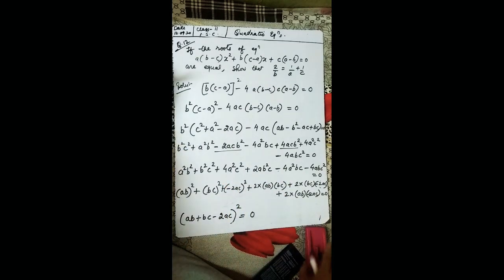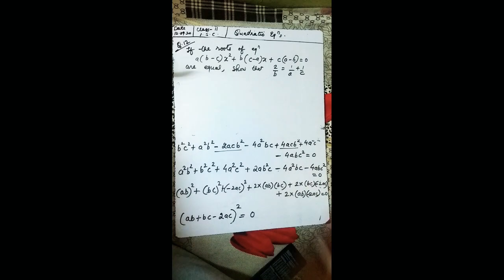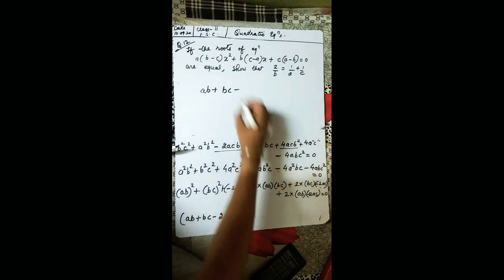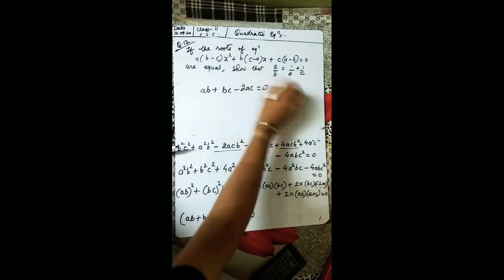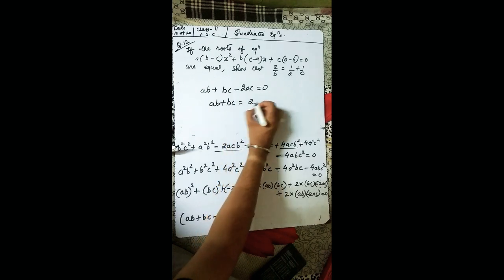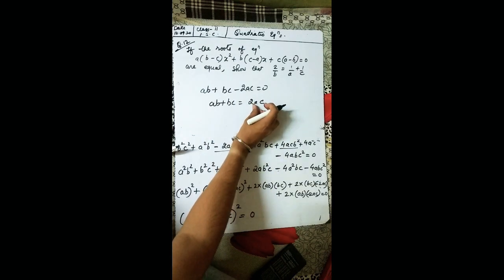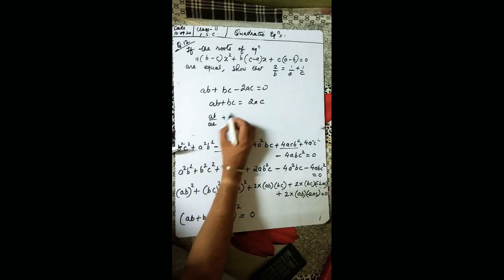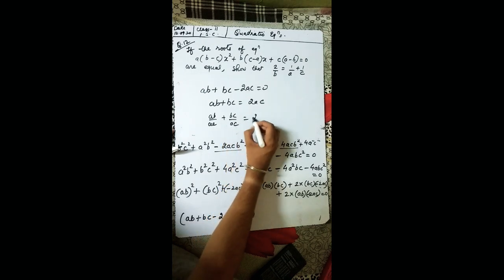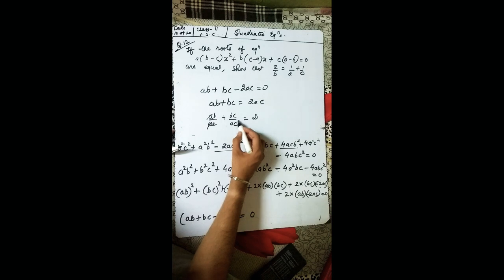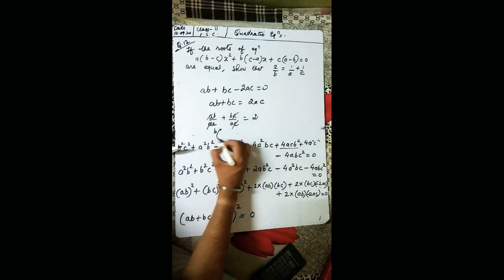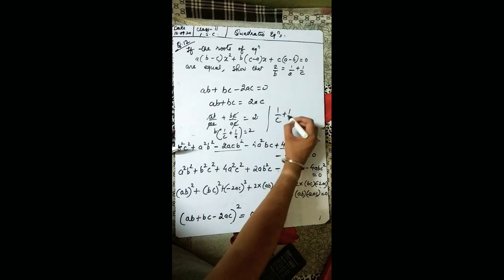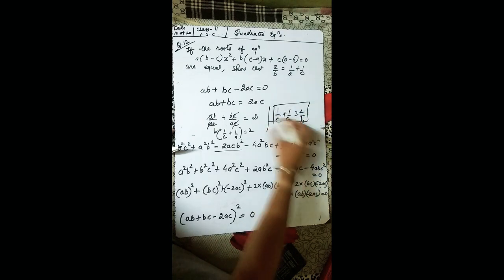Now after this, it's very easy to solve. The square will be removed. We are left with ab plus bc minus 2ac equal to 0. Take minus 2ac to that side. Now this 2ac, just take it into the denominator. So ab upon ac plus bc upon ac equal to 2. Here a and a cancel, here c and c cancel. Take b common from the numerator: 1 upon c plus 1 upon a equal to 2 upon b. That is how we proved it.